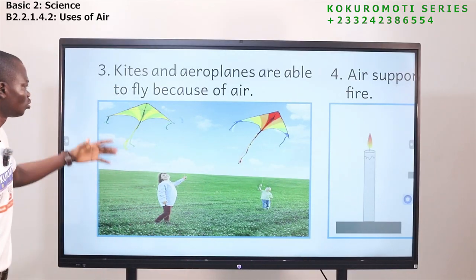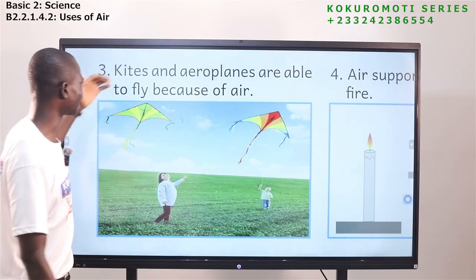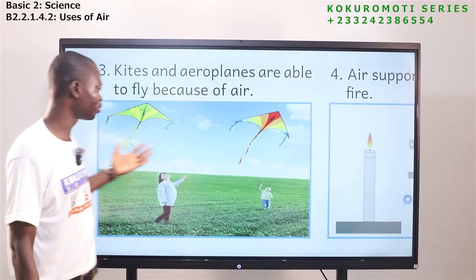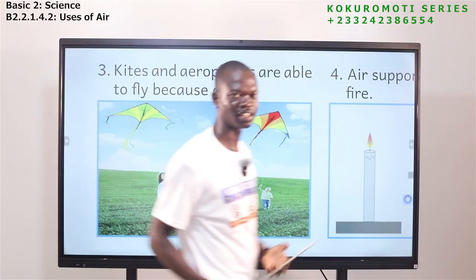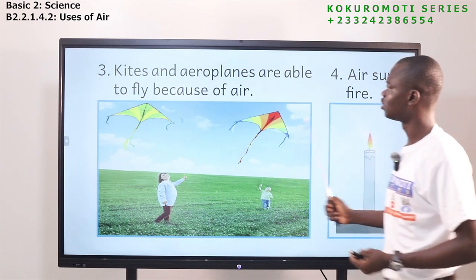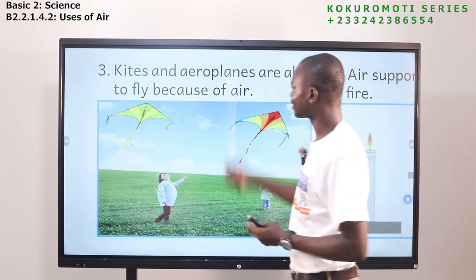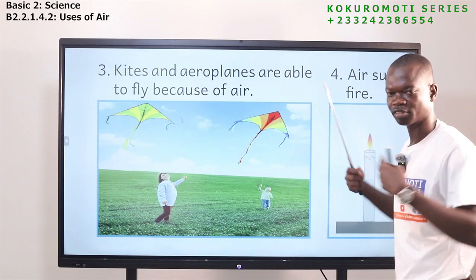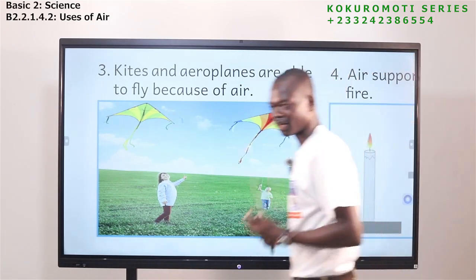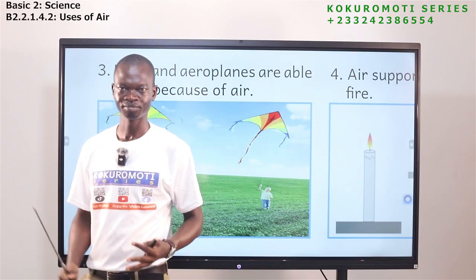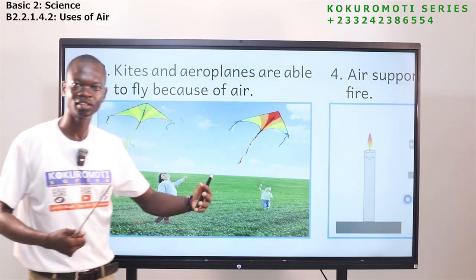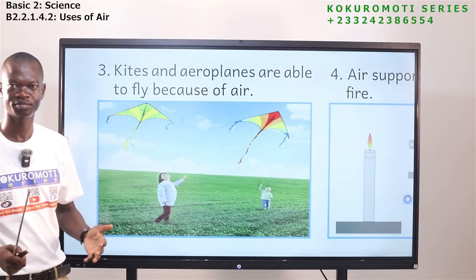So what do they use air for? Let's see. Kites and aeroplanes are able to what? Fly because of what? Air. So before an aeroplane can fly, before a kite can also fly, it needs what? Air. So we use air. So air, and this kite and what? Aeroplane, they are able to fly because of what? Air. So if you have this and you want to play with it, you need what? Air. Before an aeroplane can move into the sky, it needs what? Air. Okay.